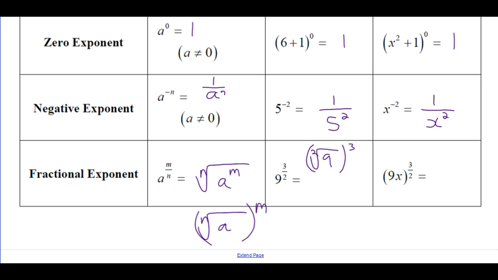Now that you can do without a calculator, because we know the square root of 9 is 3, and that'll give us 27. Otherwise, we can also look at this as the square root of 9 cubed, right? That's harder to do in your head, because it's not really easy to cube the 9. You can also just plug 9 to the power of 3/2 into your calculator, and you'll get 27.